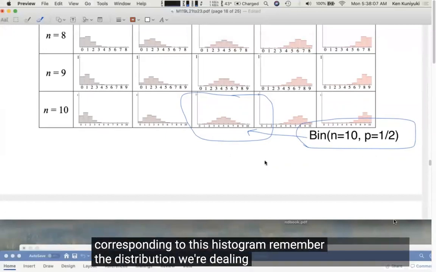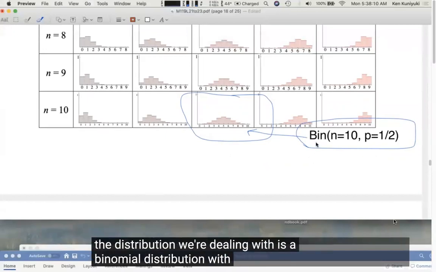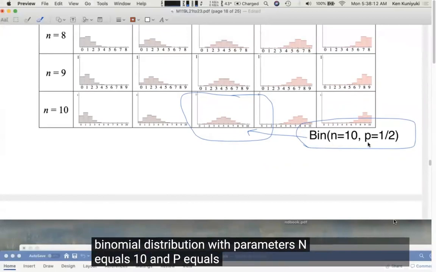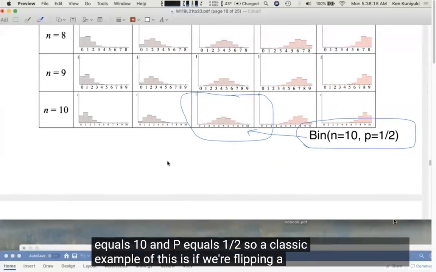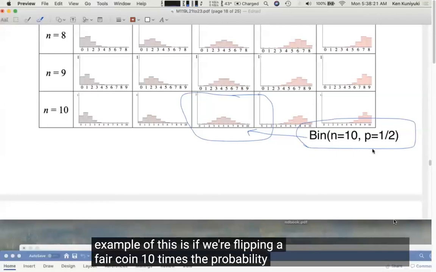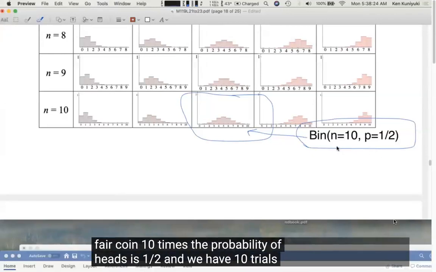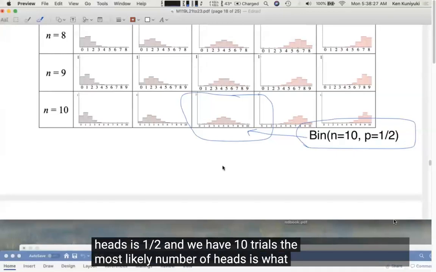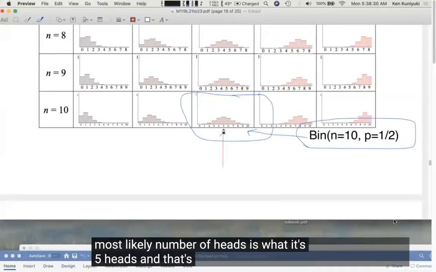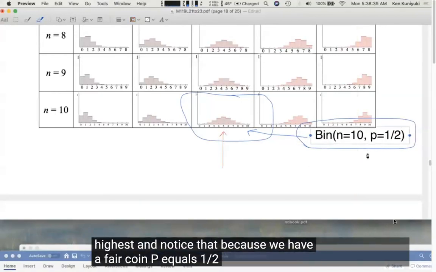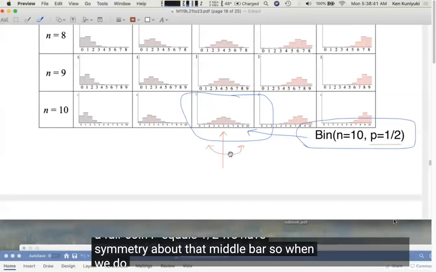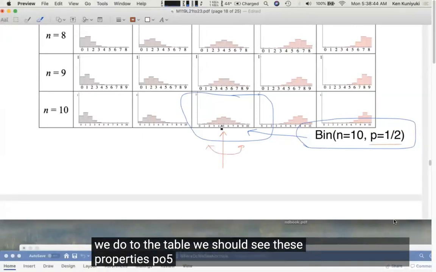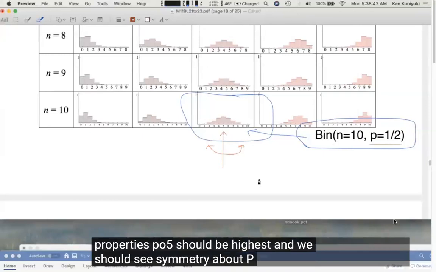Remember, the distribution we're dealing with is a binomial distribution with parameters n equals 10 and p equals 1/2. So a classic example of this is if we're flipping a fair coin 10 times. The probability of heads is 1/2, and we have 10 trials. The most likely number of heads is 5 heads, and that's why the bar there is highest. And notice that because we have a fair coin, p equals 1/2, we have symmetry about that middle bar. So when we do the table, P of 5 should be highest, and we should see symmetry about P of 5.